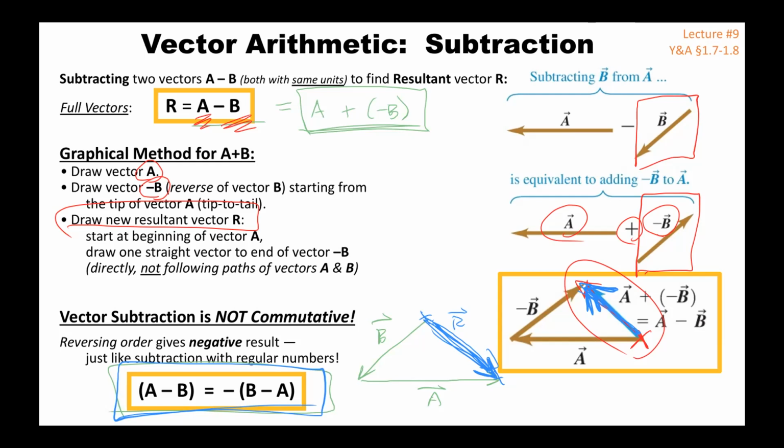If you ask the question, 7 minus 3 is equal to 4, well, what's 3 minus 7? Well, you get negative 4. So it works the same way.